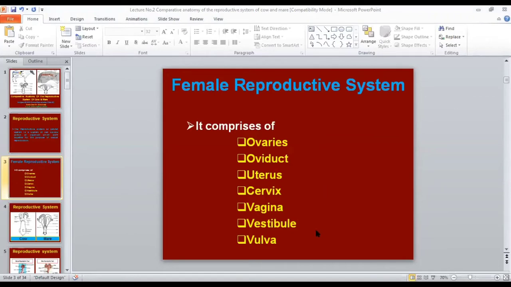In the external genitalia, you can say that the vulva is included, or sometimes in the literature, the vestibule is also included in the external genitalia, or the part of the vestibule that particularly comprises the clitoris. Generally, the vulva is the external genitalia. In most of the literature, the vulva is the external genitalia, and then from the ovaries to the vestibule is the internal genitalia, that is within the pelvic cavity in the cow, and its position is somewhat different in the mare, that we will discuss in our coming slides.